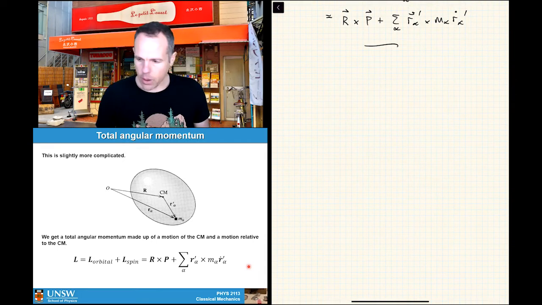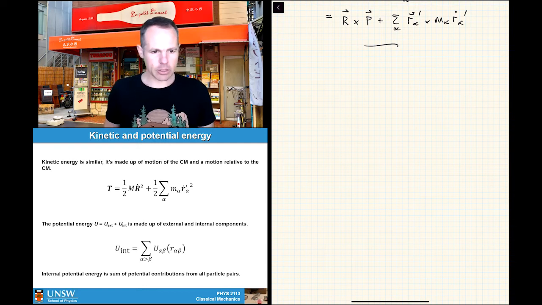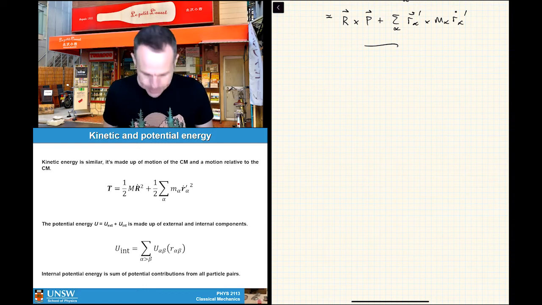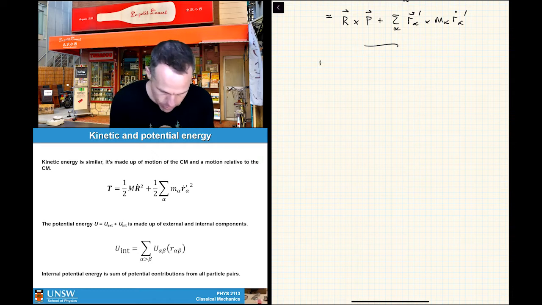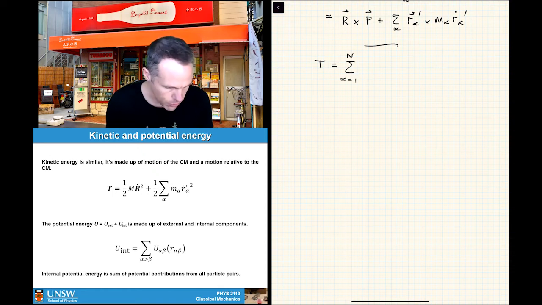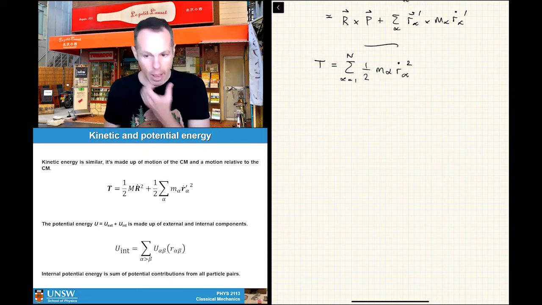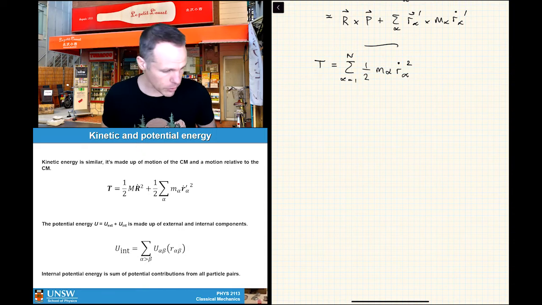Kinetic energy for our particles is basically just going to be the sum of the kinetic energy of each of the little particles that we have. Okay, so we've got the sum from alpha equals 1 to n of a half m alpha r dot alpha squared, where r dot alpha squared is just the square of the velocity.